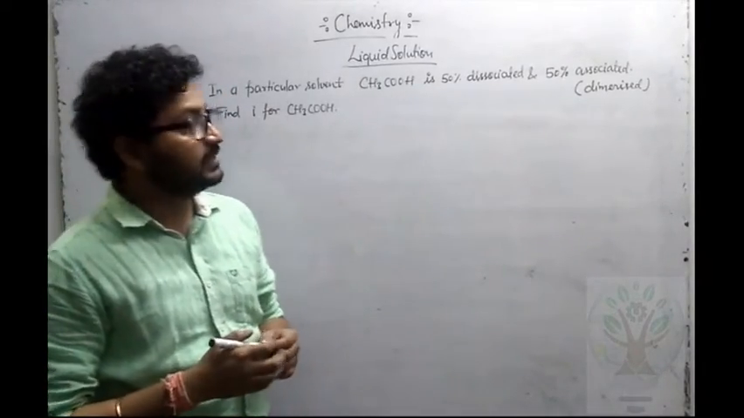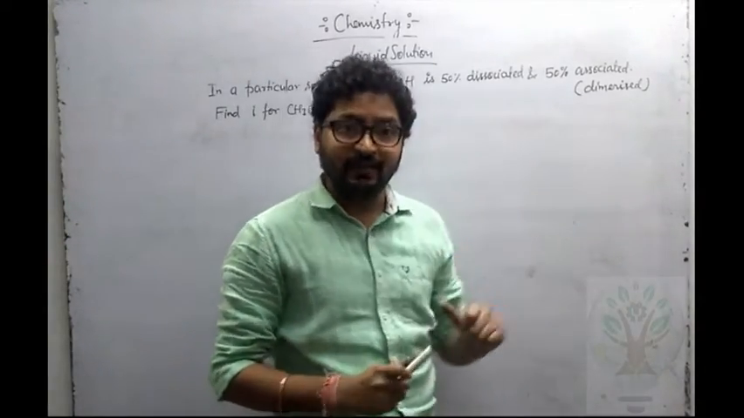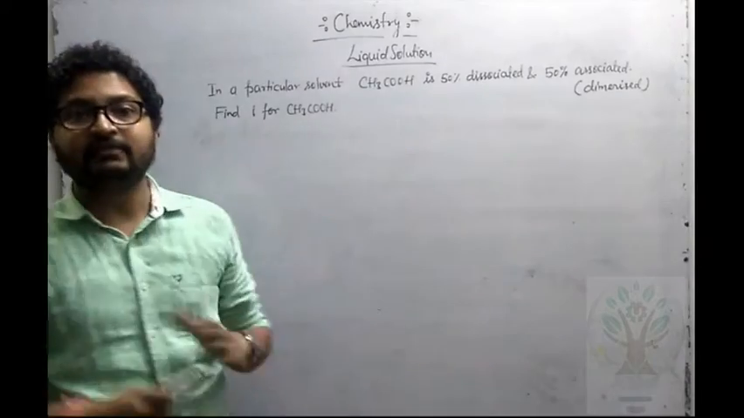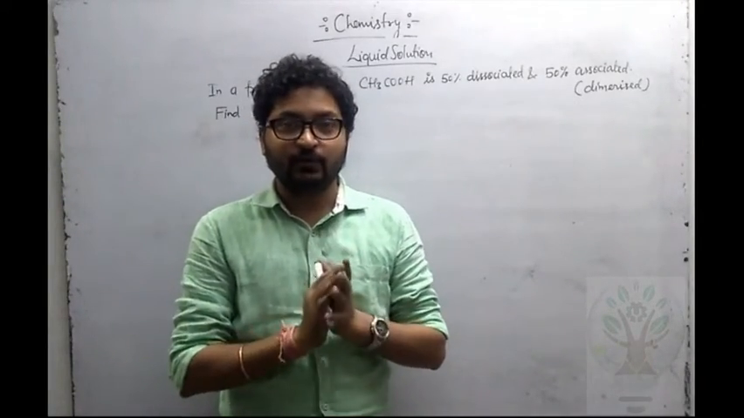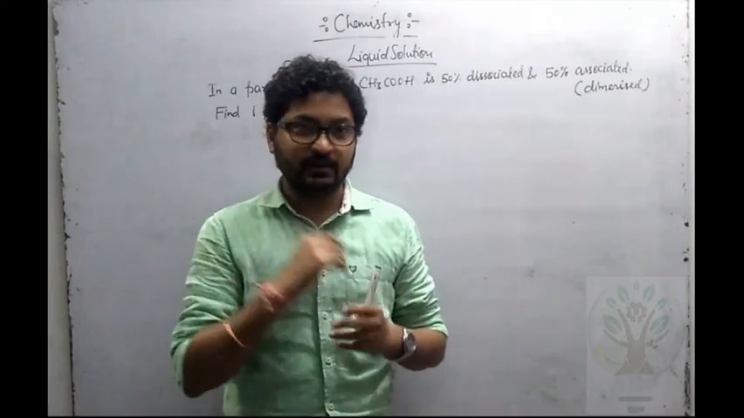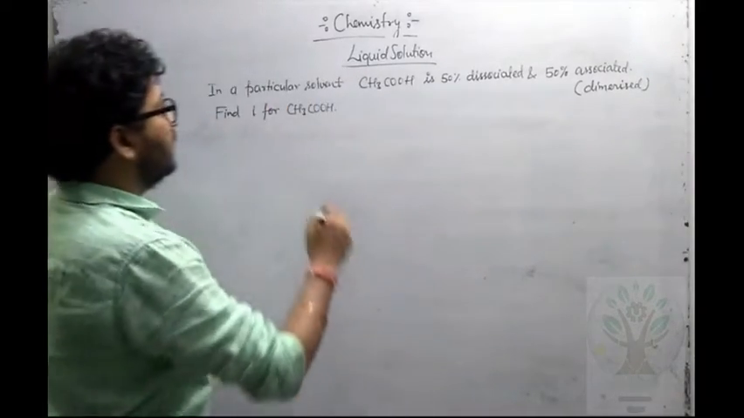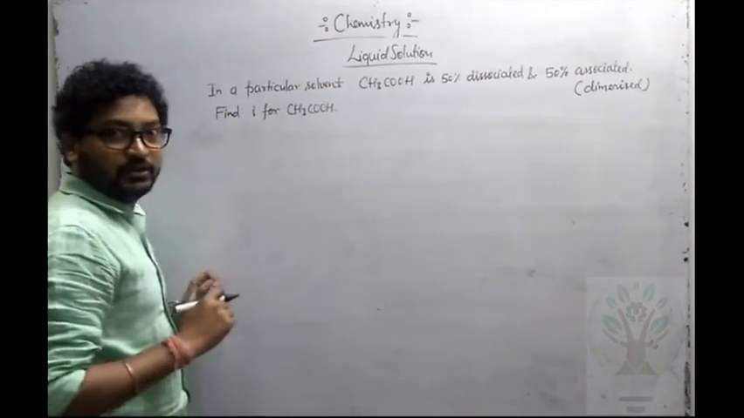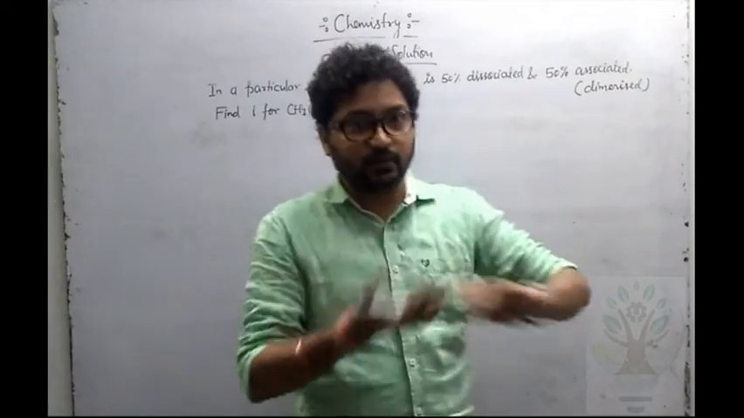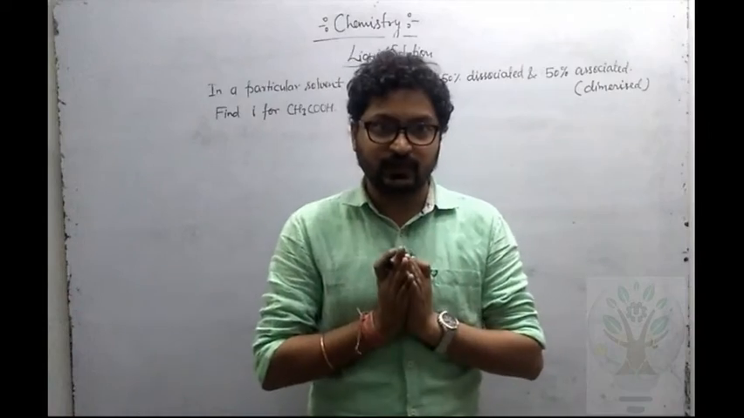Okay, so 50% dissociated and 50% dimerized. Find i for CH3COOH. If you want to give it a try, pause the screen and try on your own. Let's see. What is being said is that we have CH3COOH 50% dissociated and 50% associated.